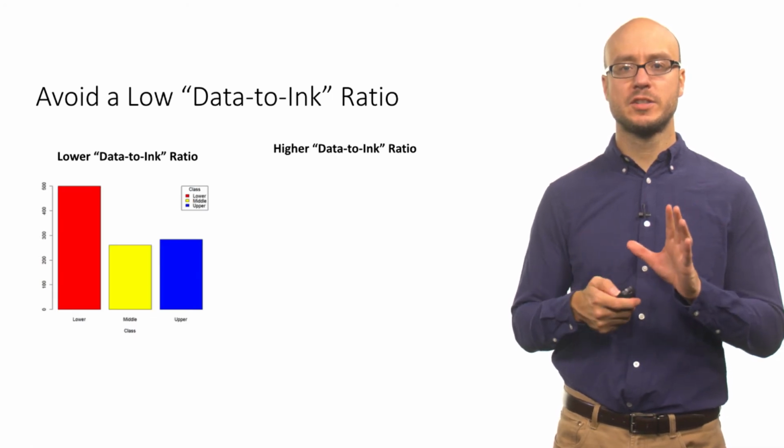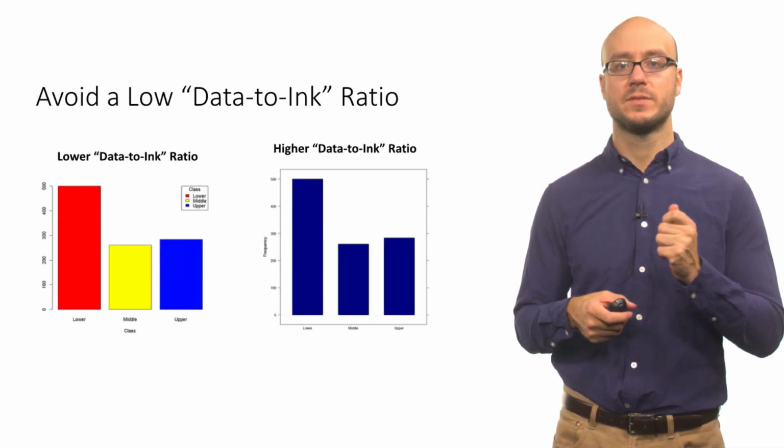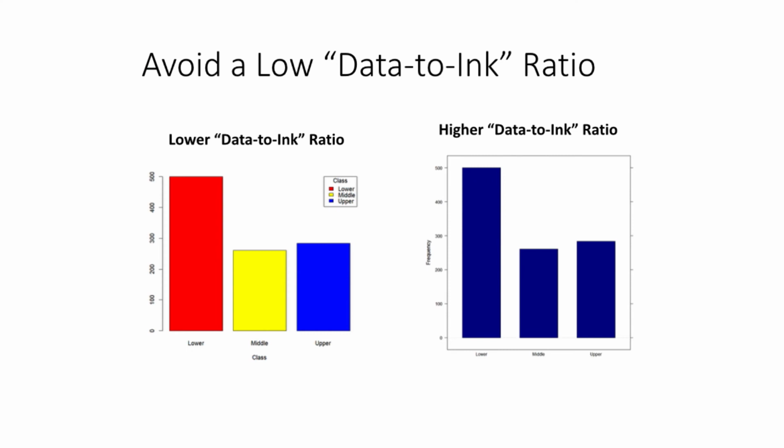So it's useful to compare these two graphs. The one graph has a relatively low data to ink ratio. The other one has a high data to ink ratio. You want to say as much about the data with as little ink or visualization as possible.